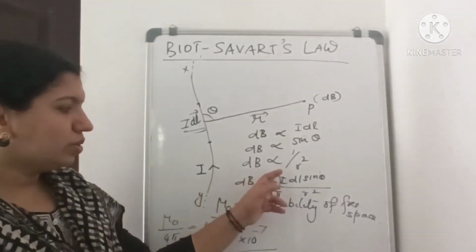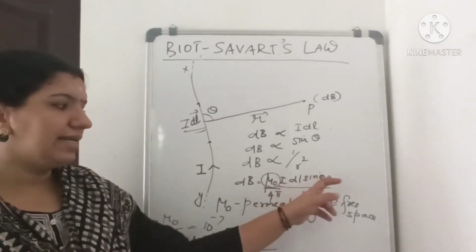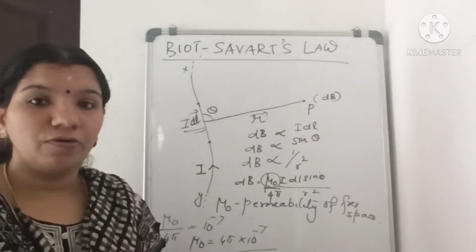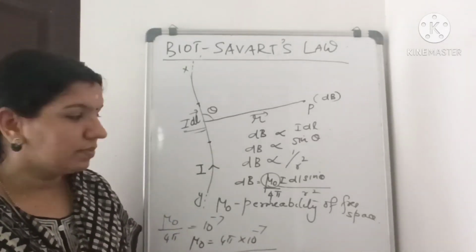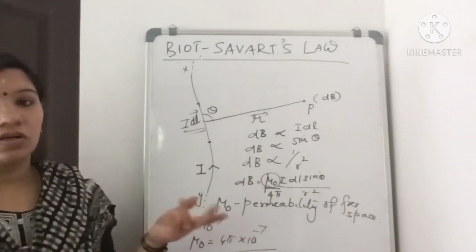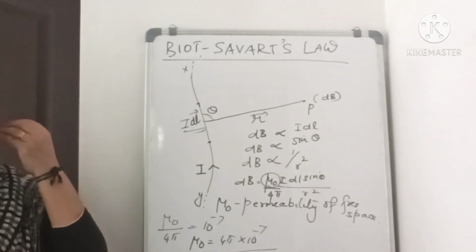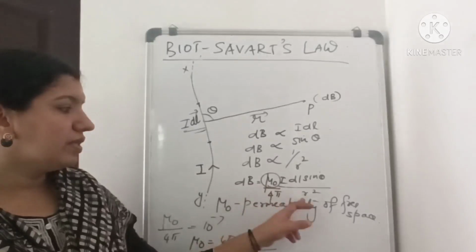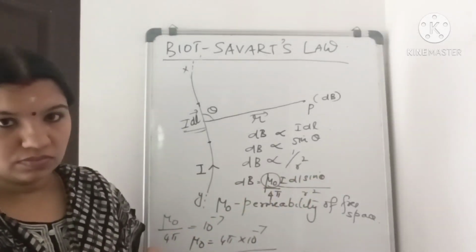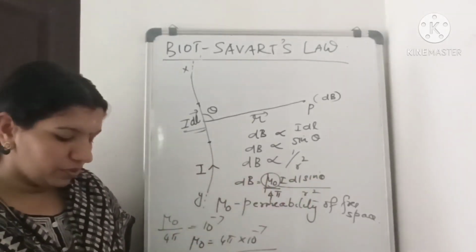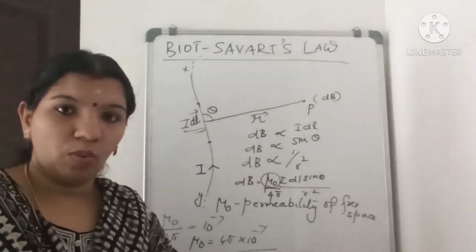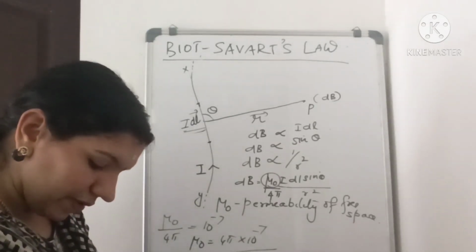So dB is equal to mu 0 by 4 pi into I dl sine theta by r square, where mu 0 is the permeability of free space. Clear? Now you can find the unit of mu 0 and also the dimension of mu 0 with the help of this equation. Okay, now if you are asked to write this particular equation in the vector form, how can you write it in the vector form?